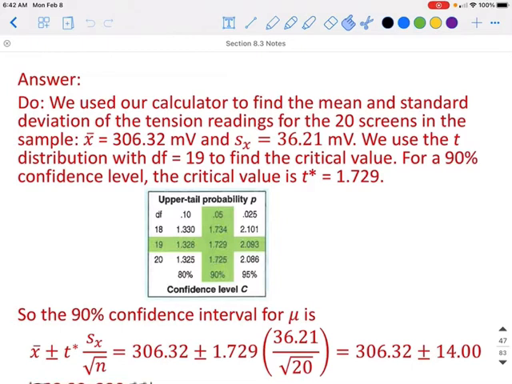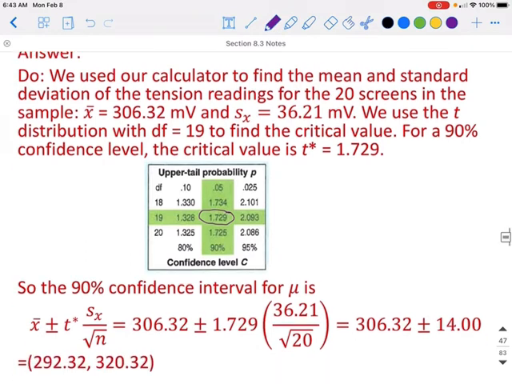We are going to use a t distribution. Remember, to find your degrees of freedom, you're going to do n minus 1, which leaves us with 19. And we're doing a 90% confidence interval. So if we go to our t table, we go to degrees of freedom of 19. We go to 90%, and where those two cross tells us our critical value, or our t star, which is 1.729.